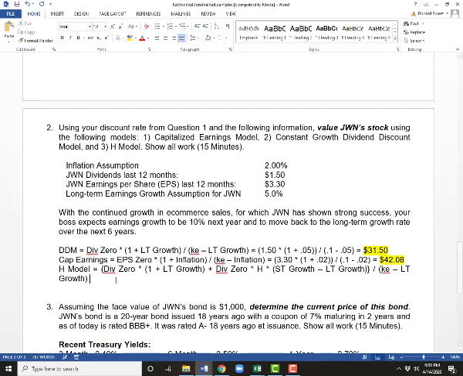And then the last one, again, it's going to be exactly the same as the dividend discount model, so I'm just going to copy that down. And then we'll do plus 1.50 dividend 0 times your H. All right, so what is my H? I'll give you that information here. With the continued growth in e-commerce, JWN has shown strong success. Your boss expects earnings growth to be 10% the next year. So there's their short-term growth rate, 10%.